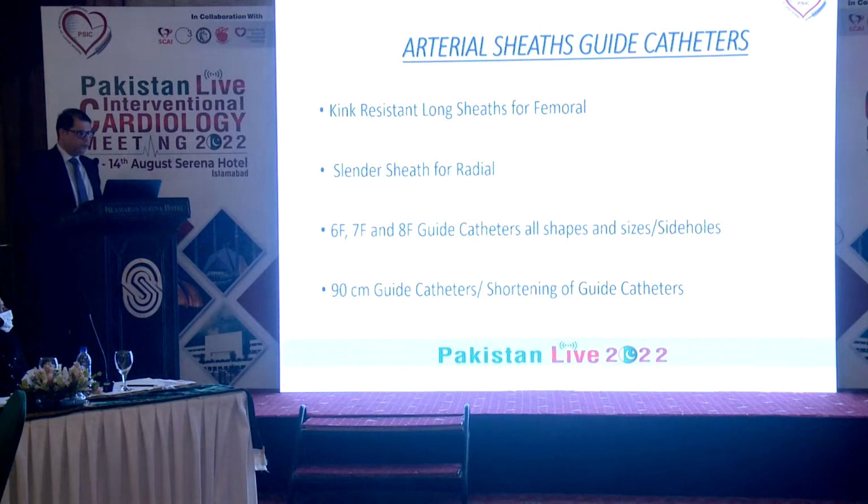The first things that you need are arterial sheaths, especially long sheaths for the femoral. Nowadays, you have slender sheaths for the radial artery, from which 6 French sheaths you can use 7 French guiding catheters. So you need guide catheters of all shapes and sizes. Any guide catheter that fits into the coronary is good enough. And for the right coronary artery, sometimes you might need guide catheters with side holes.